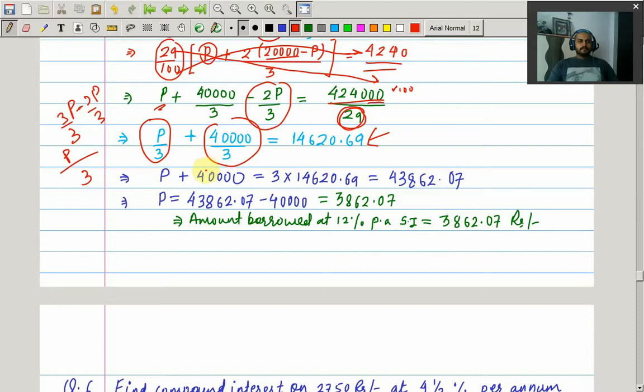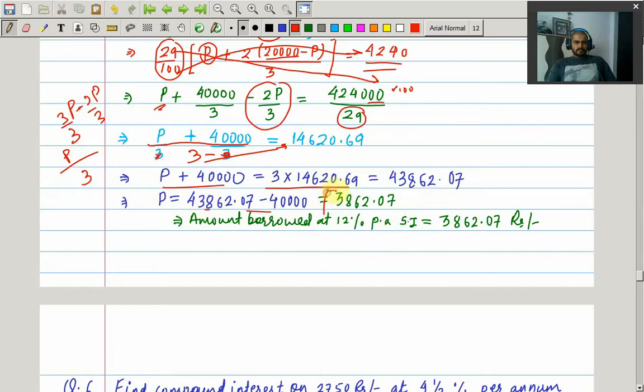Okay, now I can take LCM over here, which is 3, and this 3 is multiplied with this, so you will get this. Simplify everything, you will get the amount P, which is borrowed at 12%, is 3,862.07 paisa. So the amount borrowed is this.